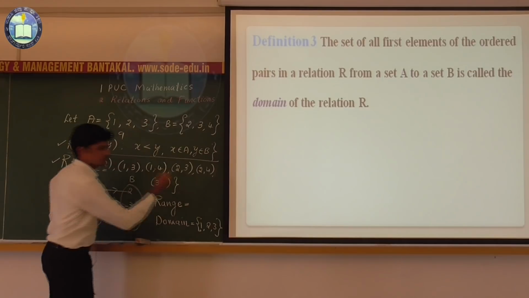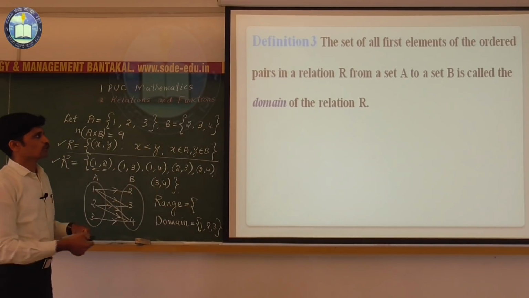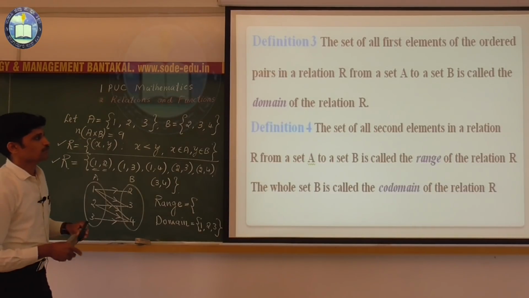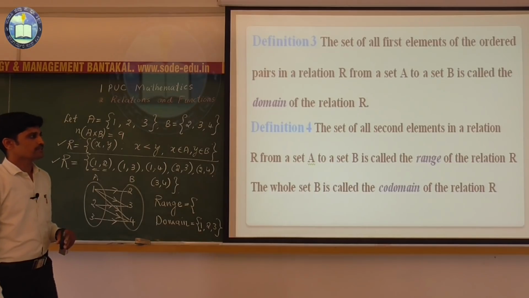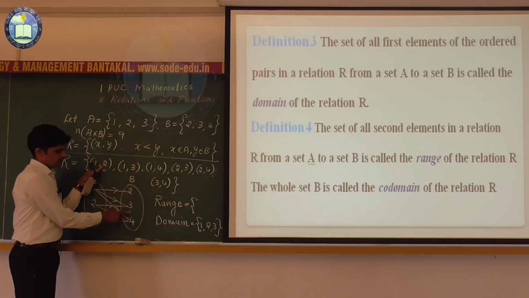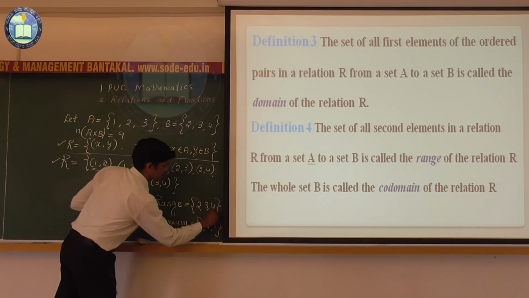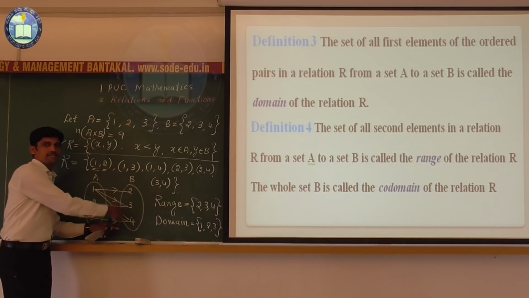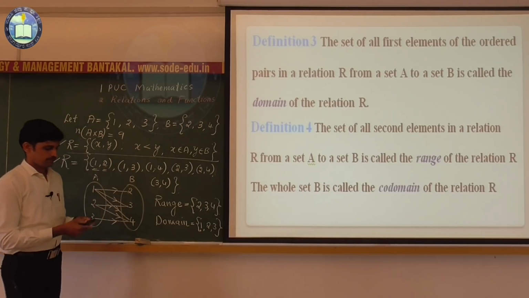And range is the set of all images. Set of all images is called range. Set of all second elements in a relation R from a set A to a set B is called range of the relation R. Set of all second elements are here 2, 3 and 4. Because all the elements here in B are images, therefore they belong to range.